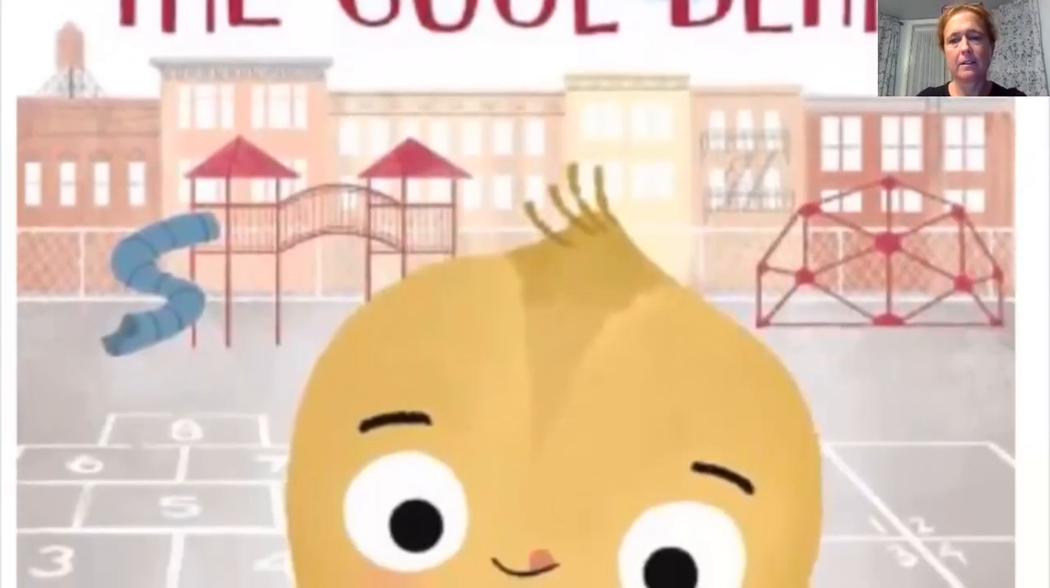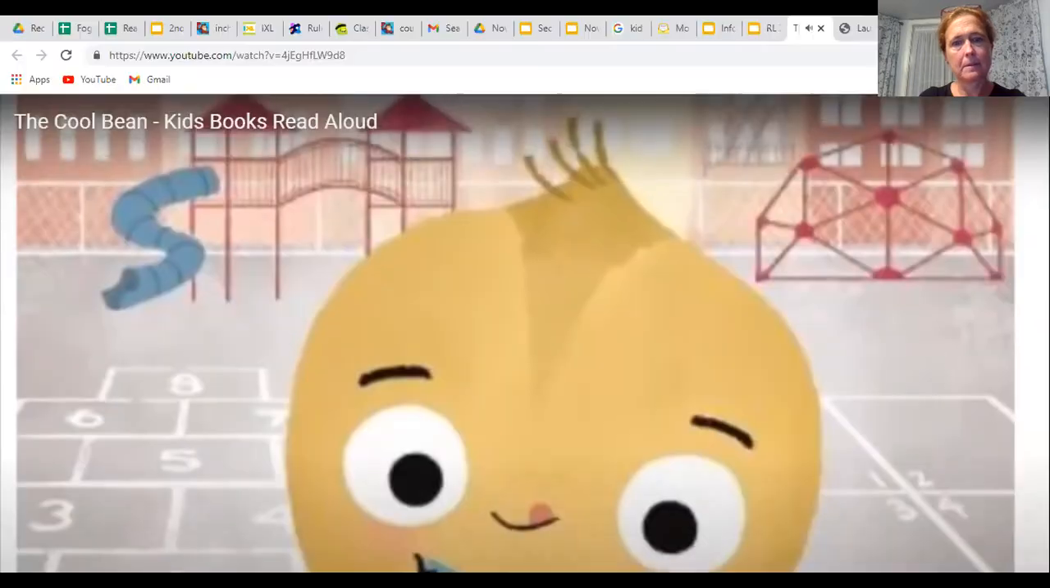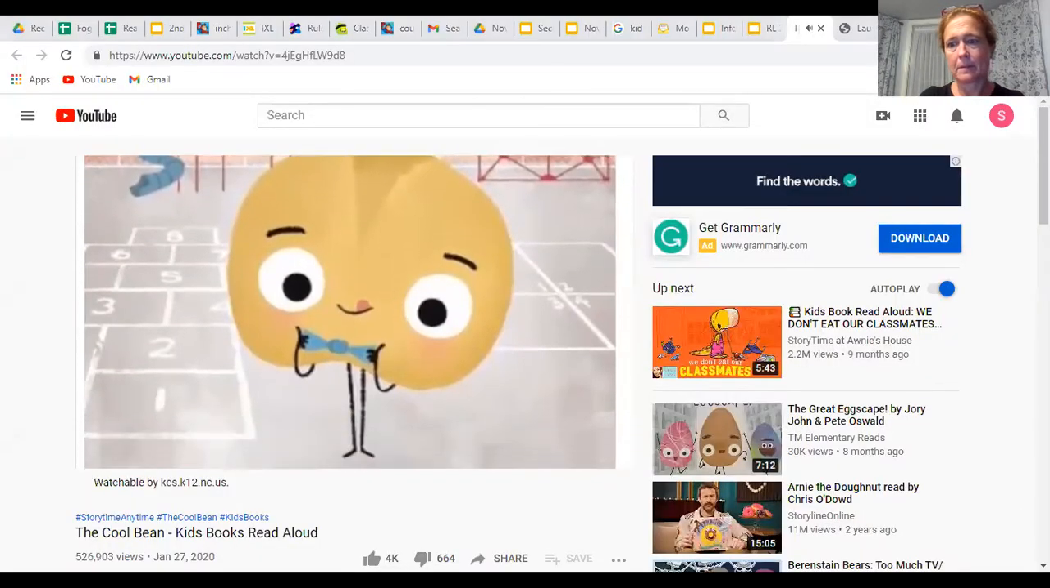The Cool Bean. Written by John Jory. Illustrated by Pete Oswald.